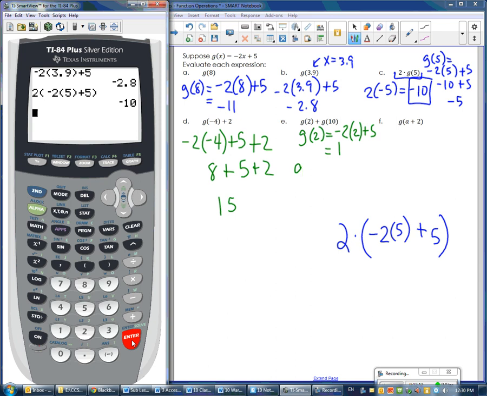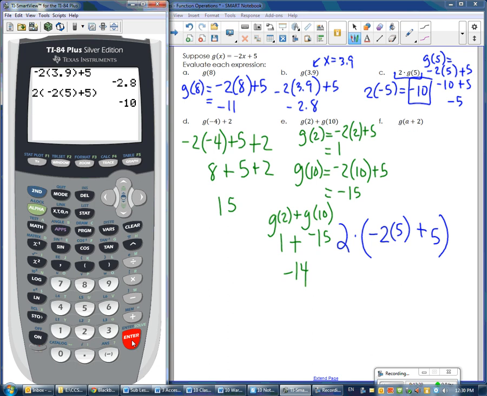And then I can also evaluate g of 10. So you can evaluate them separately if that's easier. And that would be negative 2 times 10 plus 5. And that's going to be negative 20 plus 5, or negative 15. And then if I want to add g of 2 plus g of 10, I'm just going to substitute in the values. I know g of 2 is 1, and I know g of 10 is negative 15. And when I put them together, I get negative 14.